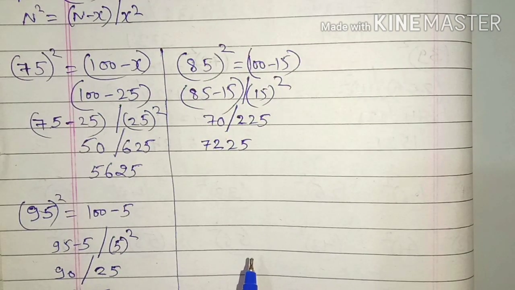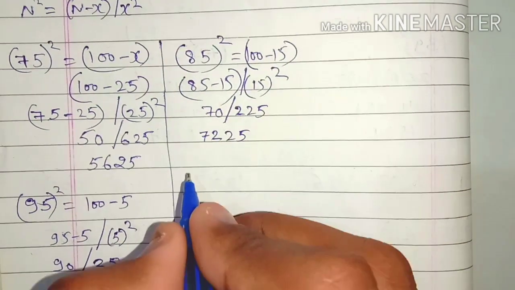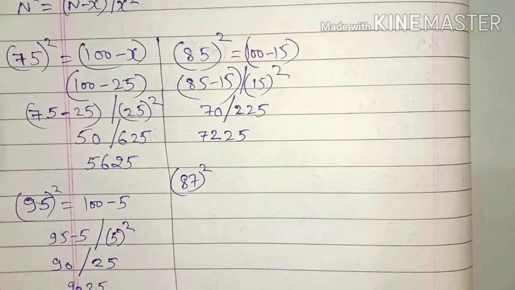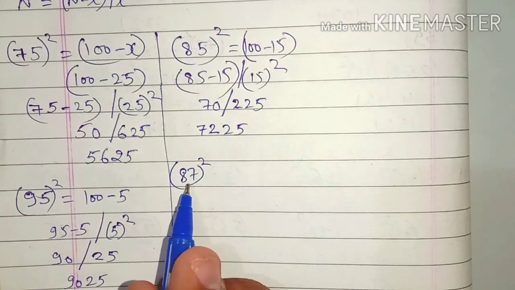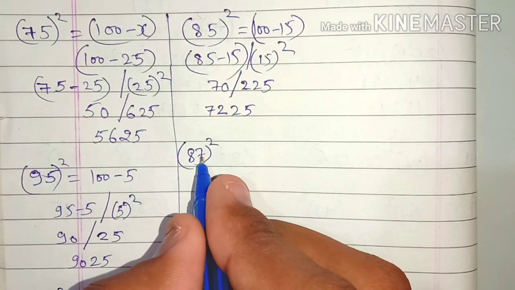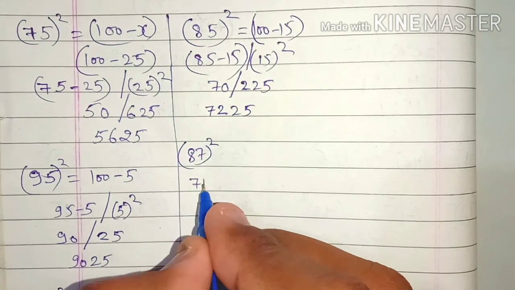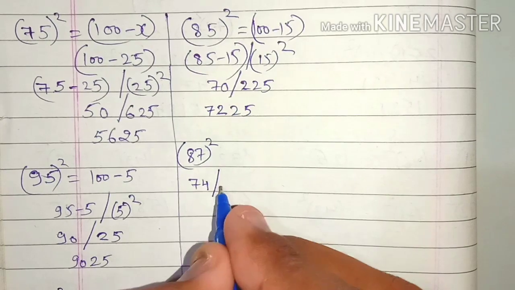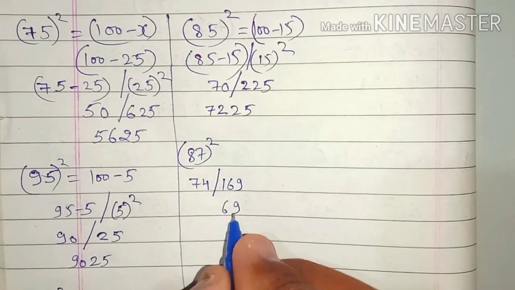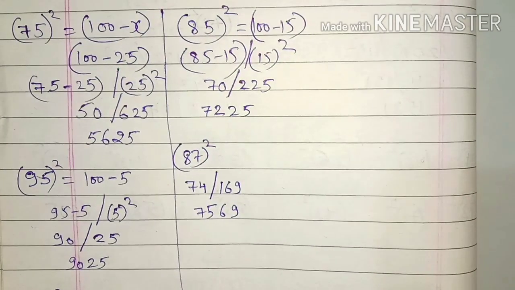If you practice this again and again, you will not have to write these steps as I am trying. If you have to find the square of 87, you know it is 13 less than 100. So on the left side you have to subtract 13 from 87. 87 minus 13 gives 74. And on the right side, the square of 13 is 169. 69 will be the same, 1 will be carried to the left, and it will become 7569.